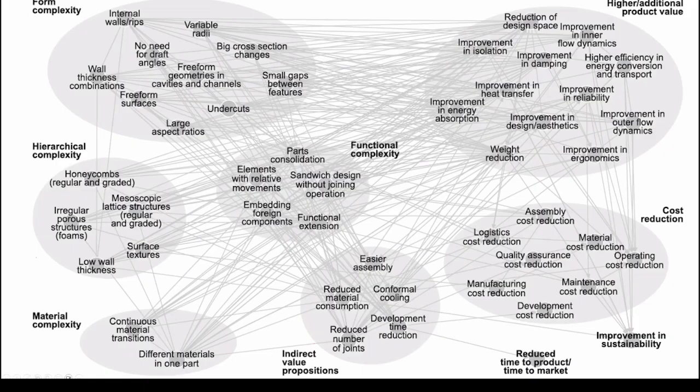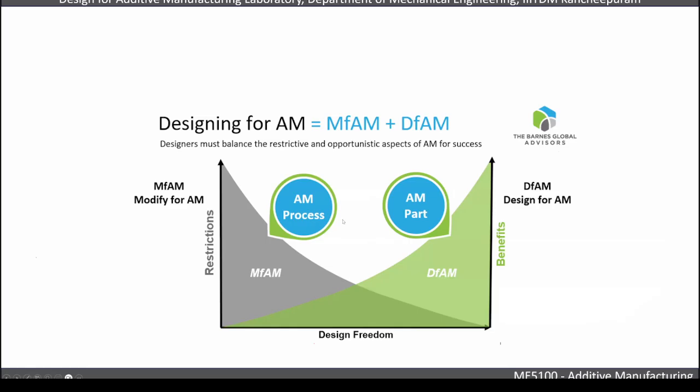So weight reduction, ergonomics, flow dynamics. So when the flow dynamics improves, less cooling loads, less drag forces, right? So all those aspects, right? So you can see a lot of improvement in cost, ultimately leading to improvements in sustainability. So there are also a lot of constraints. Even though we said DFAM is more opportunistic and has benefits, there are also a lot of constraints which are also to be looked at.